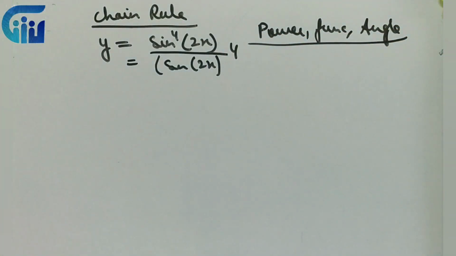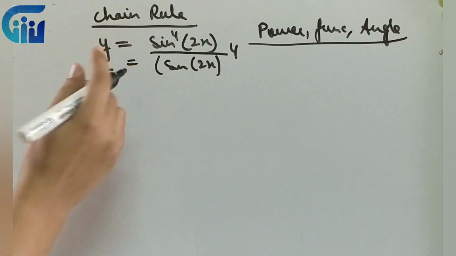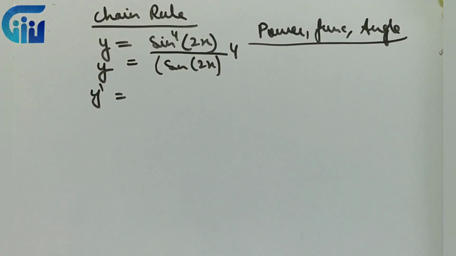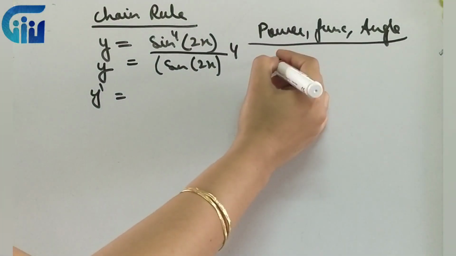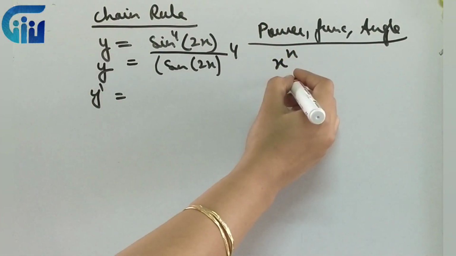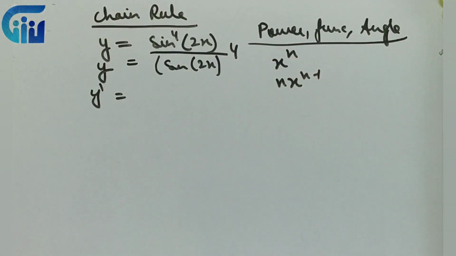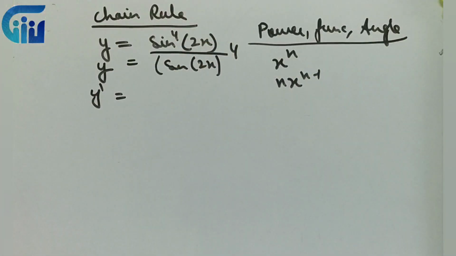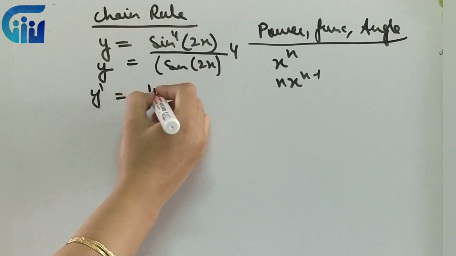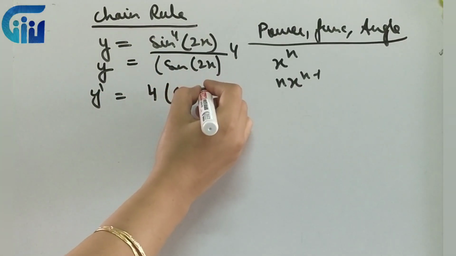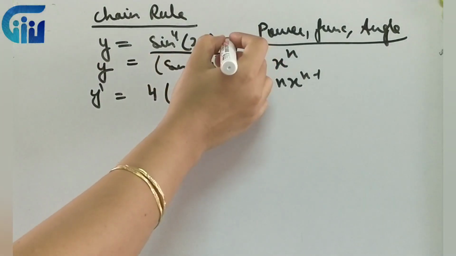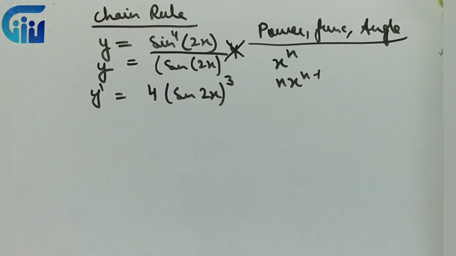First of all, in a function, we will see whether we have a whole power of the function. If it is there, we will differentiate the power first. How do we differentiate the power? We have a formula which says x to the power n is n x^(n-1). So this is the derivative of the power. The whole power is 4 over here and this is a variable. So the function is 4 sine 2x whole power 3. What did we do? We differentiated the power. So I'll just cross it off. We have differentiated the power.